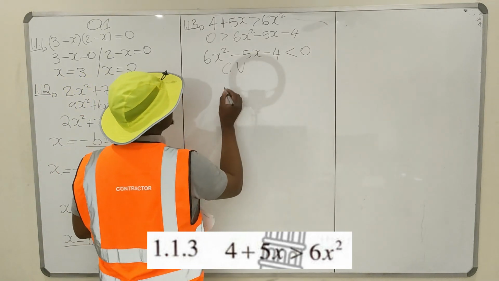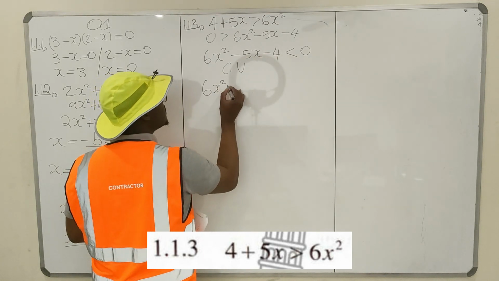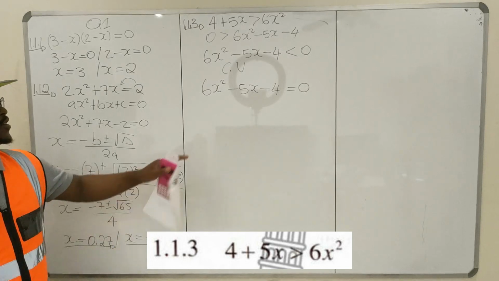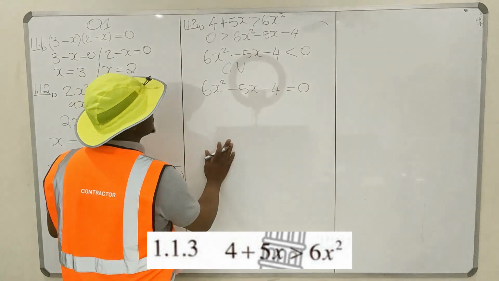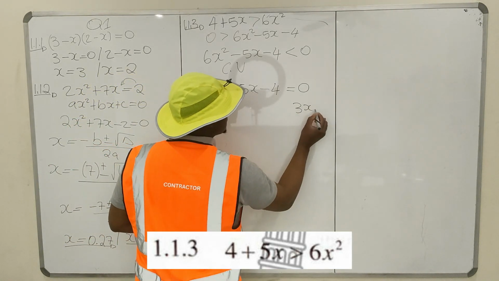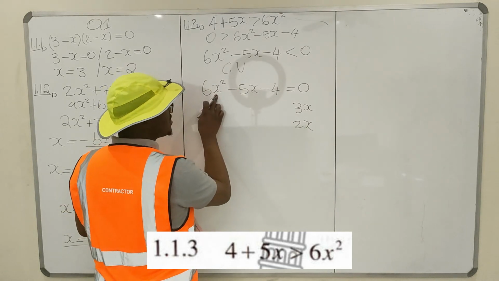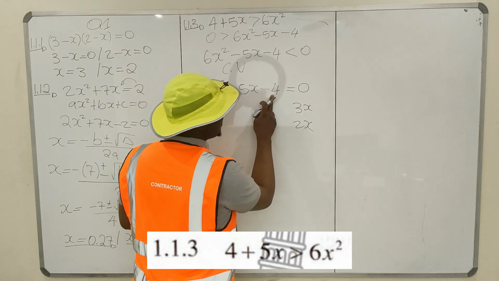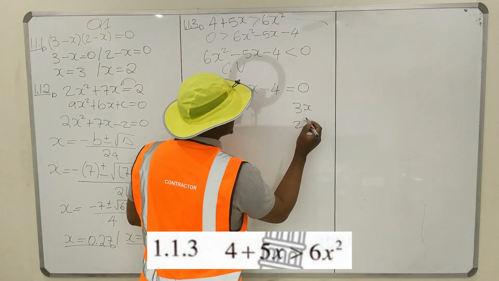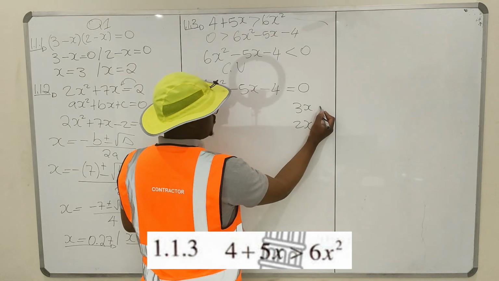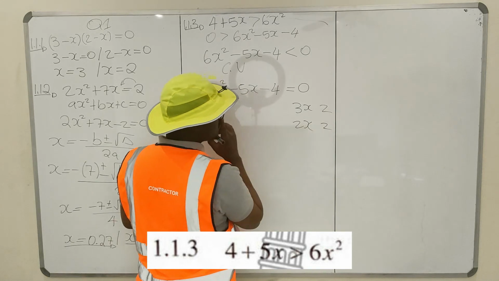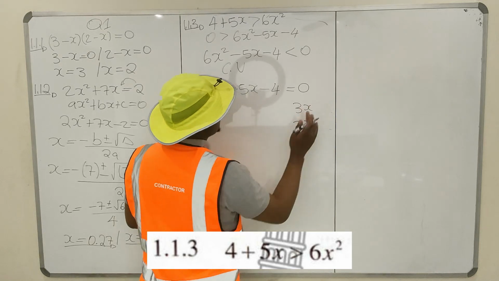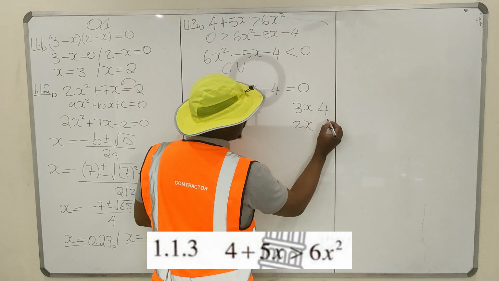From here we find our critical values. We write this and equate it to 0. So 6x squared minus 5x minus 4 is equal to 0. Next step, we factorize this or use the quadratic formula to find the values of x. Let's try to factorize. Let's say we have 3x and 2x as the factors, which gives us 6x squared. For the factors of 4, we can say 2 and 2. It will not look very nice. So we can say we have 4 and 1.